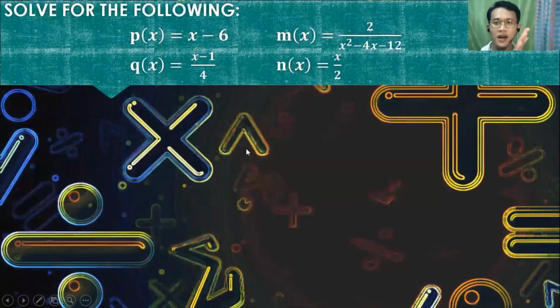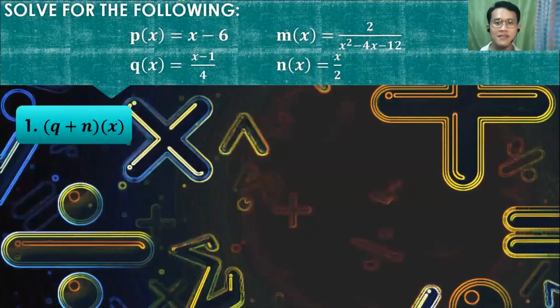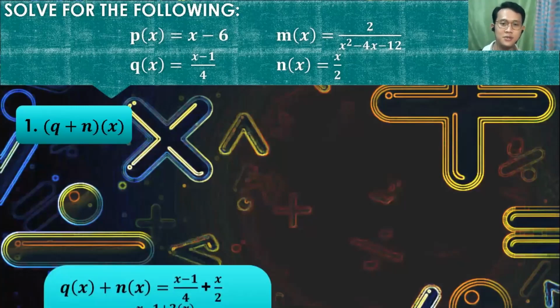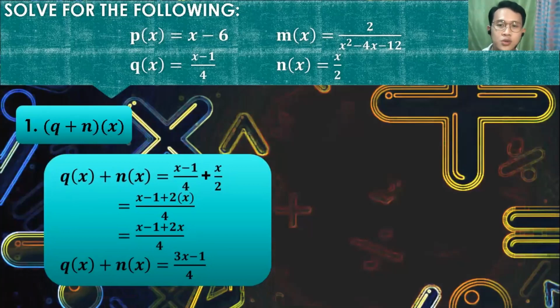Next, solve for the following. This time it's your turn to solve our given. Number one, try to answer it on your own. I'll give you 5 seconds. Pause the video and try to answer it on your own. Once you're done answering, I'll show you the solution or the answer. This is how you should do it, and this is what should be seen in your solution paper.